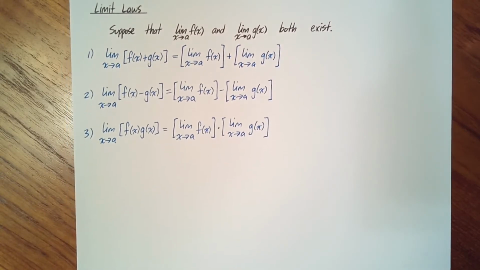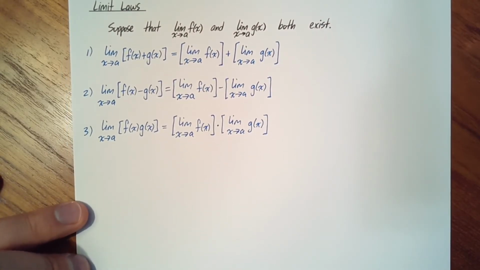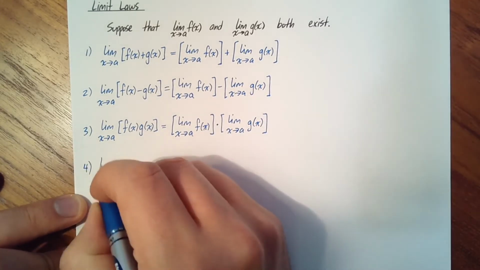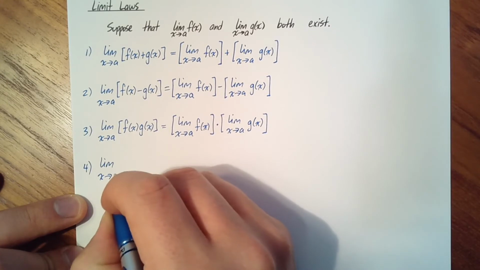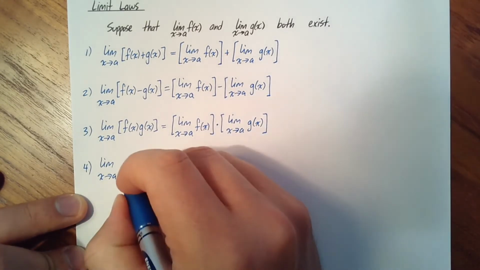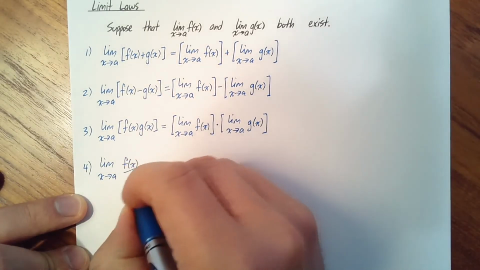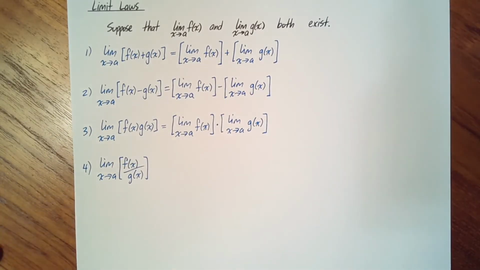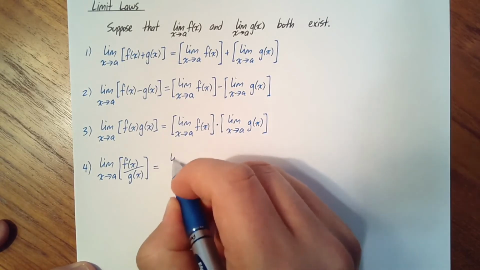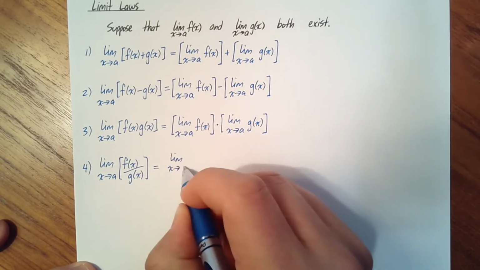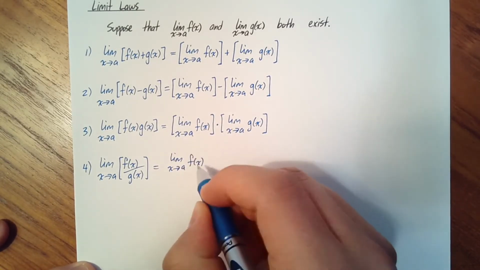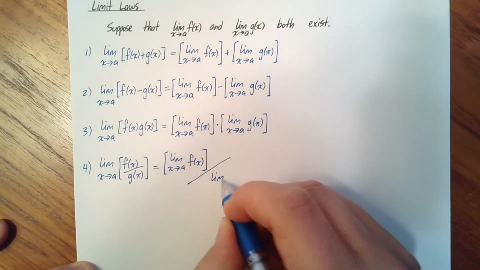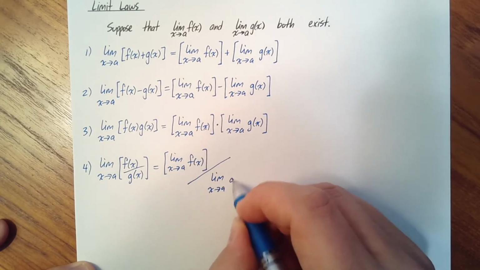And you might be wondering already at this stage, is there one for division? And certainly there is, but you have to be careful. So let's state that now. The limit as x approaches a of the quotient f of x divided by g of x, well, we can write that as a quotient of limits. That's the limit as x approaches a of f of x, and all of that divided by the limit as x approaches a of g of x.